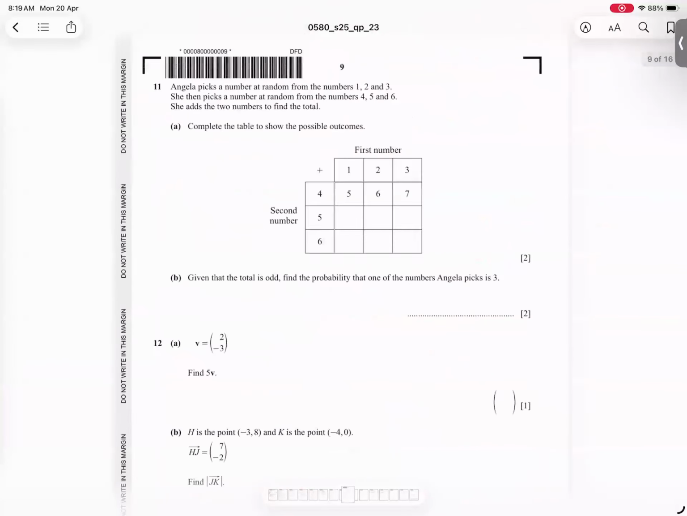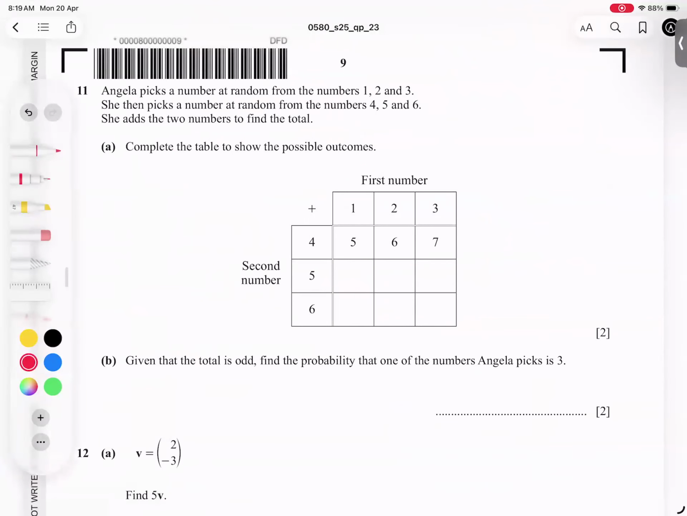Question number 11, we have Angela picks a number at random from 1, 2, 3. You can see here 1, 2, 3, and 4, 5, 6 is also there. So she adds the two numbers to find the total. For example, 4 plus 1 is 5, 4 plus 2 is 6, 4 plus 3 is 7. So 5 plus 1 is 6, 5 plus 2 is 7, and 5 plus 3 is 8, 6 and 1 is 7, 6 and 2 is 8, and 6 plus 3 is 9.